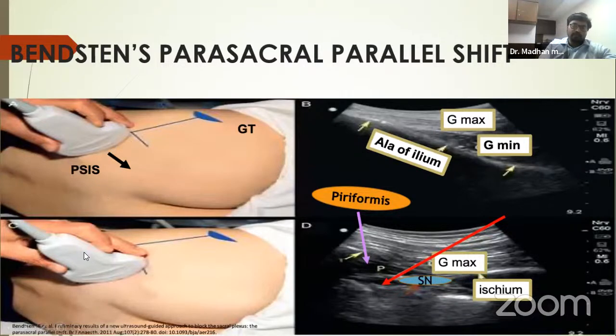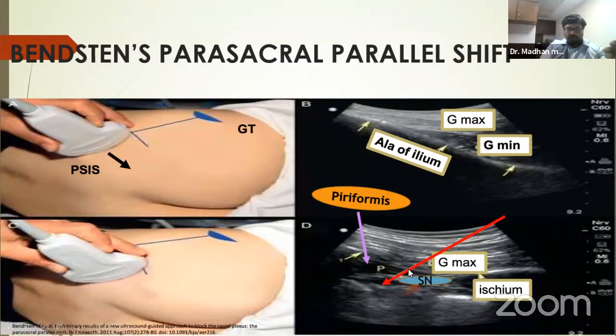Again, we need to identify the posterior superior iliac spine and greater trochanter, and you put a line joining both. Divide the line into two, and you take the medial half of the line. You keep the probe between the PSIS and the medial half of the line, and start coming inferomedially towards the sacral hiatus. The moment you keep it, you will again get the straight line of the ilium. As you keep coming inferomedially, you will get a break in the continuity, which will be the greater sciatic foramen.